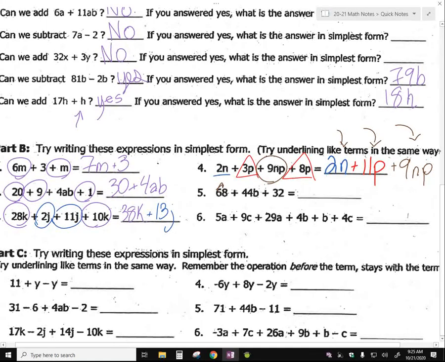All right, so we have the number 68. Then we have plus 44b. That is not a like term, so I'm not going to circle it. And then we have the number 32. 68 plus 32 is what, everyone? 100. 100 plus 44 bananas.